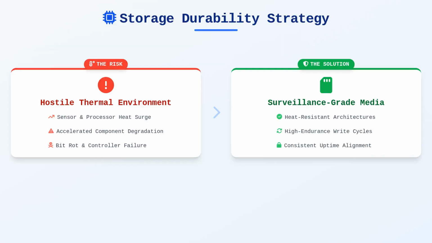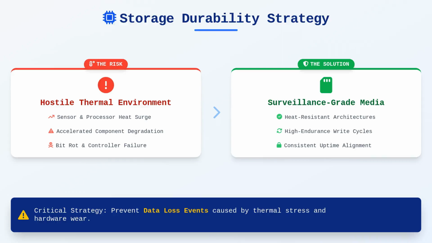We must also account for the write cycle limitations inherent to flash memory, which is a finite resource governed by the physical integrity of the storage cells. By selecting cards specifically rated for high endurance, we align the hardware capabilities with the expected uptime of the surveillance system. This choice is not merely an engineering recommendation. It is a critical strategy to prevent data loss events that occur when a cheap card unexpectedly exits the recording loop due to thermal stress or hardware wear.